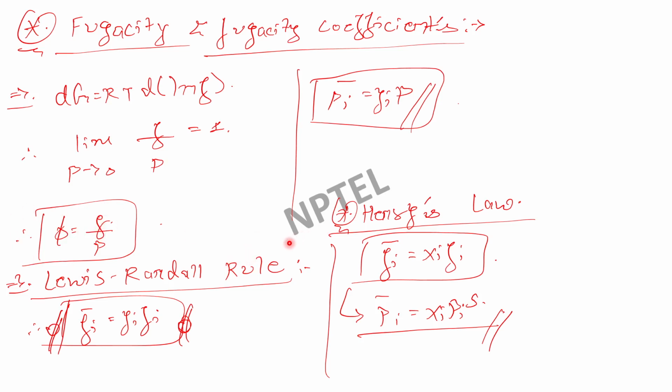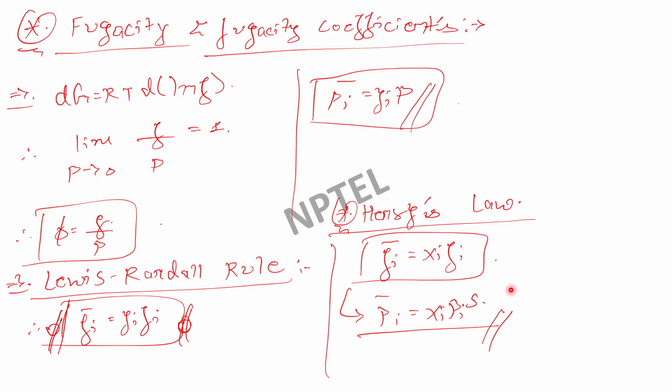Now there are two different types of rules which I have discussed. The first is the Lewis-Randall rule, and the second one is Henry's law. The Lewis-Randall rule is stated by fi bar equals yi into fi, where fi is the fugacity of the pure component i, yi is the mole fraction of component i in the vapor phase, and fi bar is the fugacity of the component in the mixture. Similarly, Henry's law is related to the liquid phase, that fi bar is equal to xi into fi, where xi is the mole fraction of component i in the liquid phase.